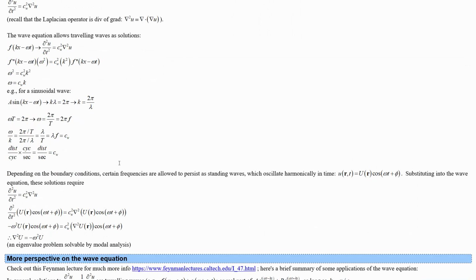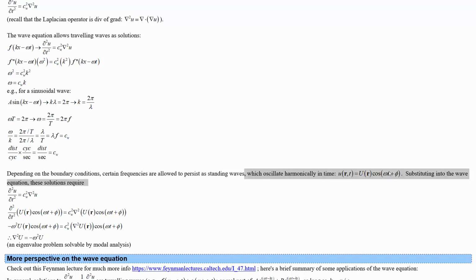Okay. That said, depending on the boundary conditions, certain frequencies are allowed to persist as standing waves, which will oscillate harmonically in time. So this is not a traveling wave; this is a space dependence multiplied by a time dependence. You can start this off with traveling waves by having a wave reflect and then interfere with itself going in the opposite direction. So this might happen if you've got this same wave f of kx minus omega t plus the wave going in the opposite direction, f of kx plus omega t. Adding those two together will end up, for the right frequency anyway, giving you a standing wave.